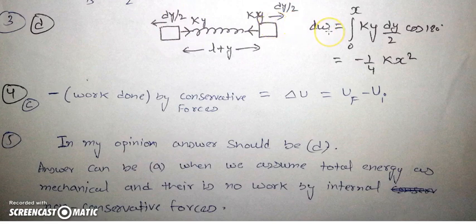Hence the work done on this mass, because at this moment the force by the spring will be ky, and the displacement of this block will be dy by 2, cos of 180 because they are opposite. When we integrate y from 0 to x, we'll get half kx squared, because the variable is y and it is changing from 0 to x. x is the final elongation. So the work done by the spring on a single block will be minus half kx squared.